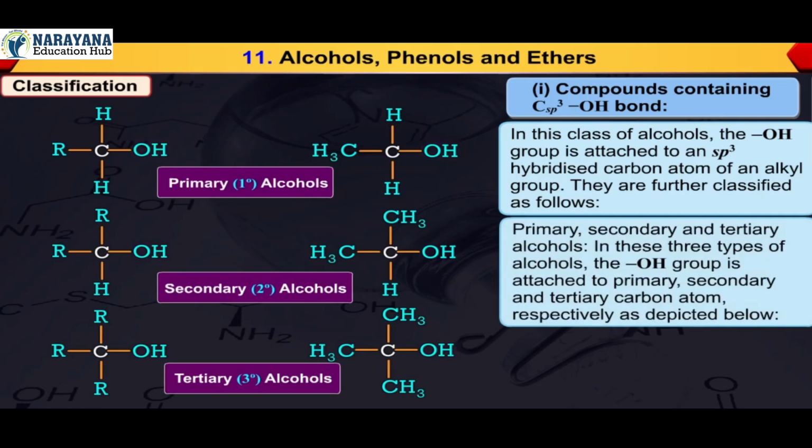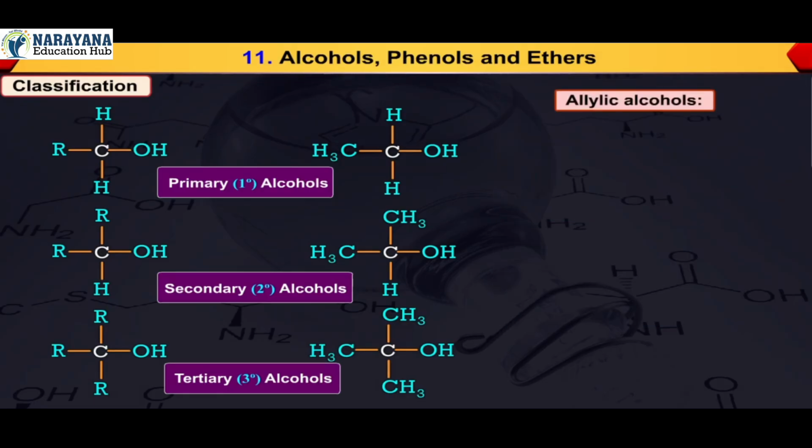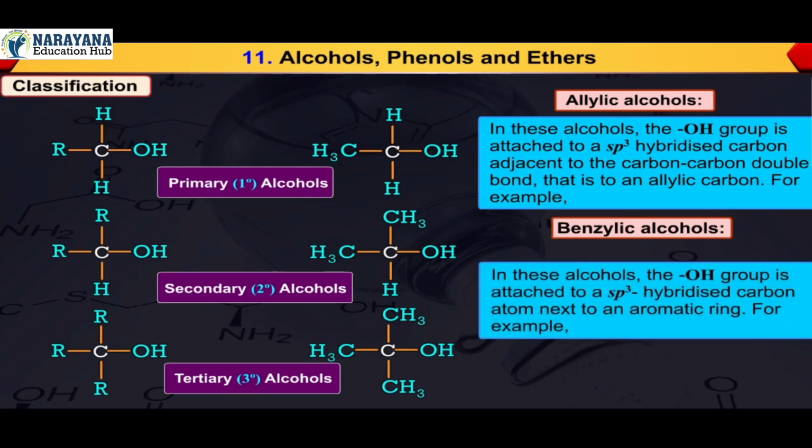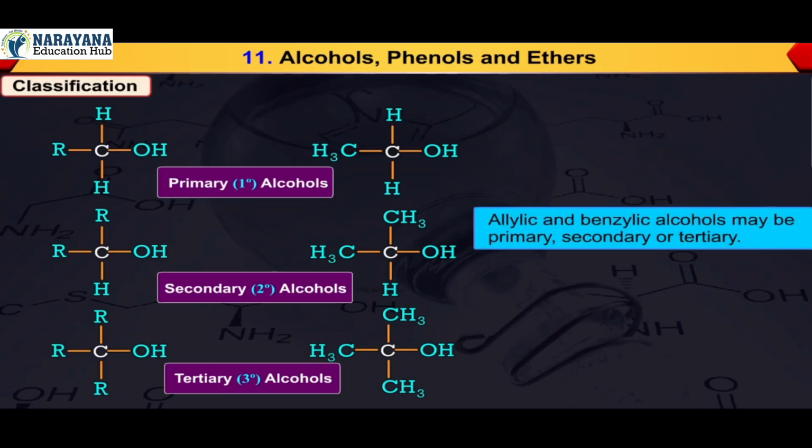In these three types of alcohols, the -OH group is attached to primary, secondary, and tertiary carbon atom, respectively, as depicted below. Allylic alcohols. In these alcohols, the -OH group is attached to a sp3 hybridized carbon adjacent to the carbon-carbon double bond, that is to an allylic carbon. Benzylic alcohols. In these alcohols, the -OH group is attached to a sp3 hybridized carbon atom next to an aromatic ring. For example, allylic and benzylic alcohols may be primary, secondary, or tertiary.